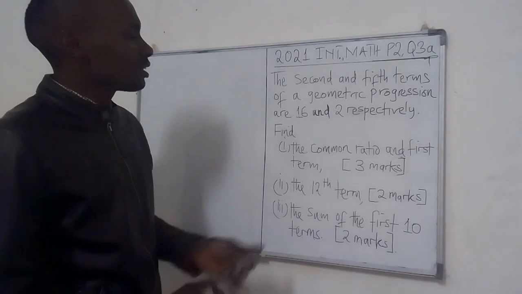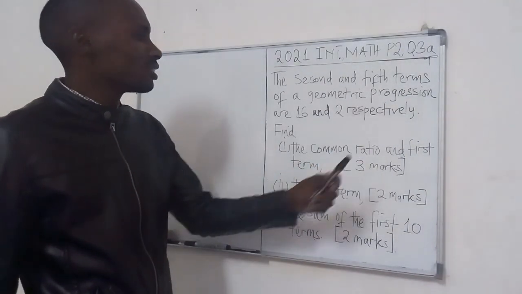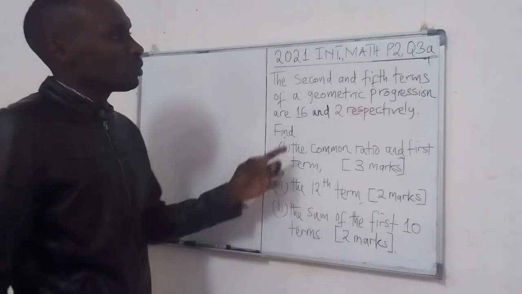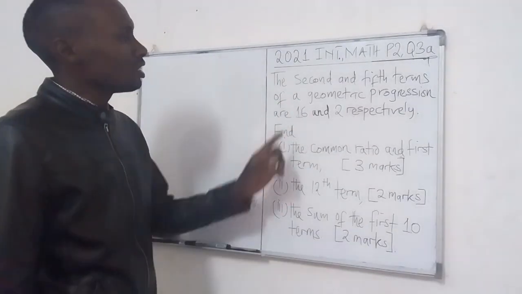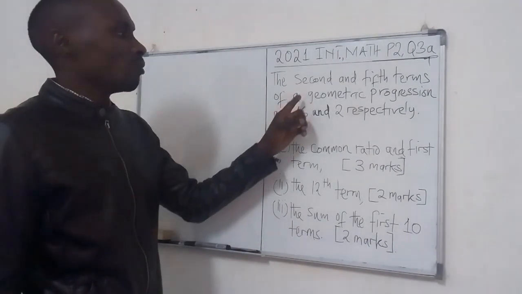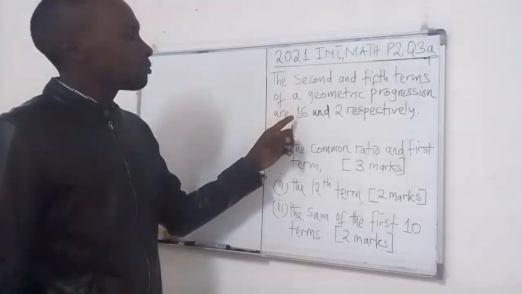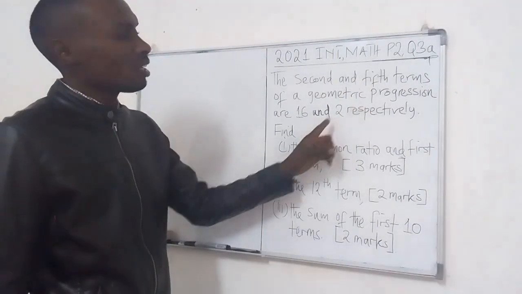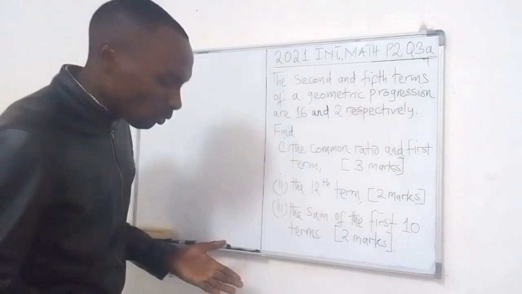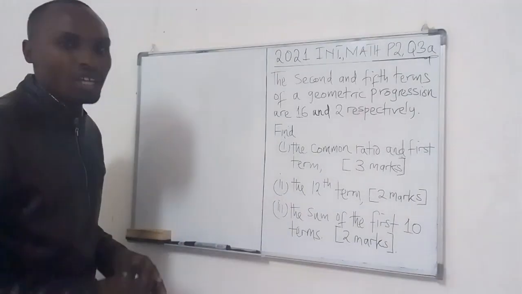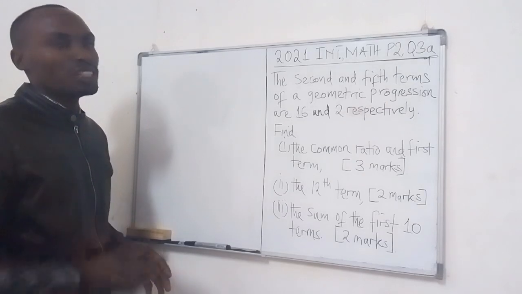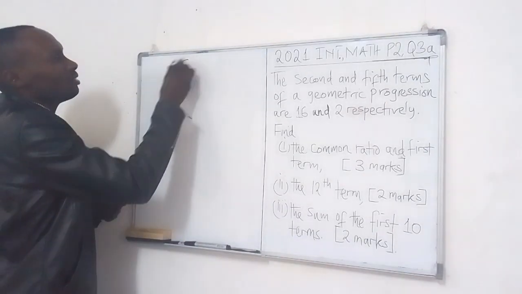Starting with the first part, the common ratio and the first term. For the common ratio and first term, we are just going to use the information given here. The second term of this GP is given as 16. The fifth term of this GP is given as 2. First of all, we're going to start with writing the general formula for calculating terms of a GP. So the formula is given.